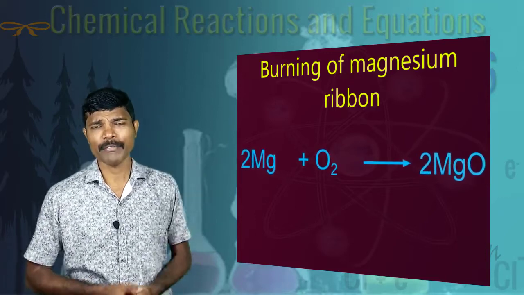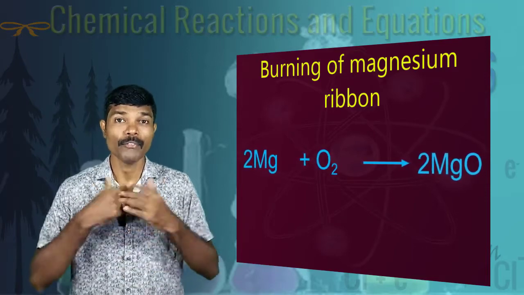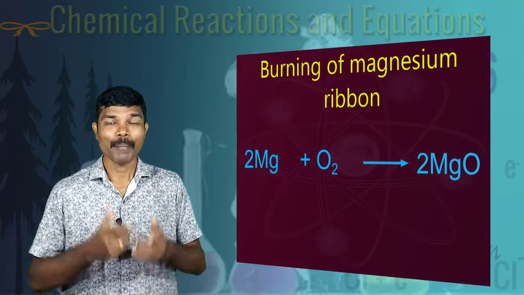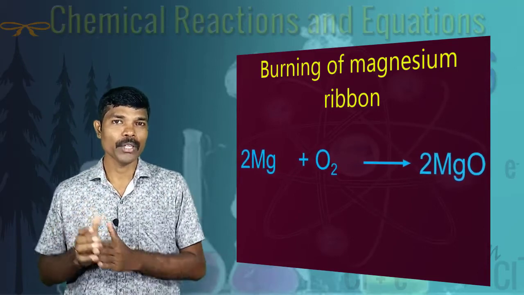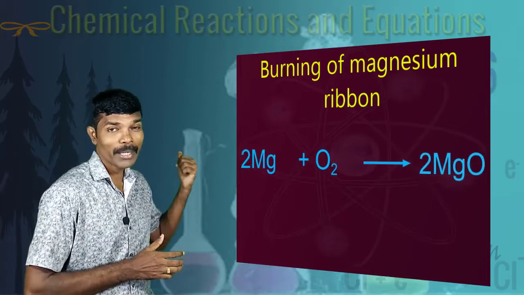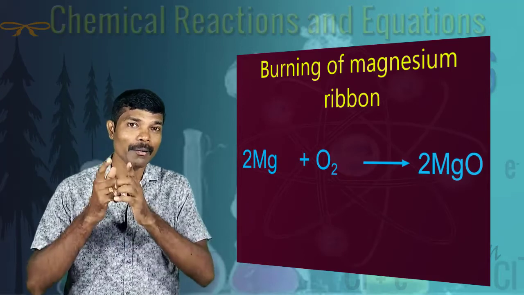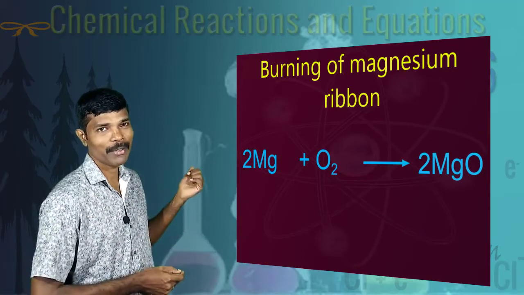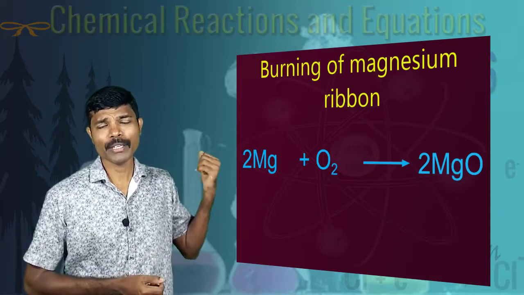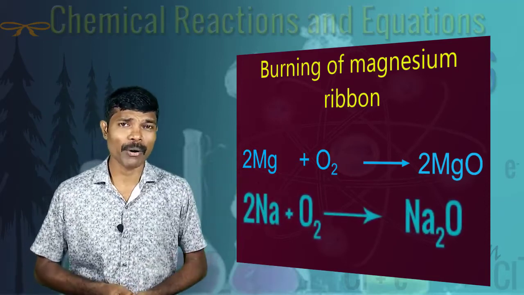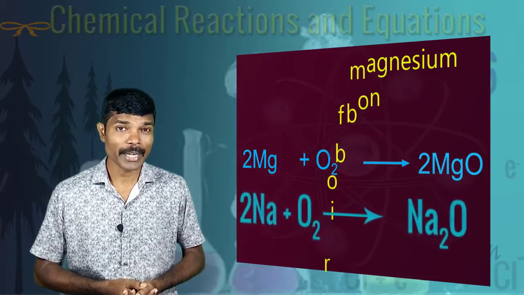The same reaction we have included in combination reaction also. We have already learned that a particular chemical reaction can be classified under different categories. So the burning of magnesium ribbon, which we have already considered under combination reaction, the same reaction we have taken for defining oxidation reaction. Similarly, when sodium combines with oxygen, sodium oxide is formed. This is also an example of oxidation reaction.